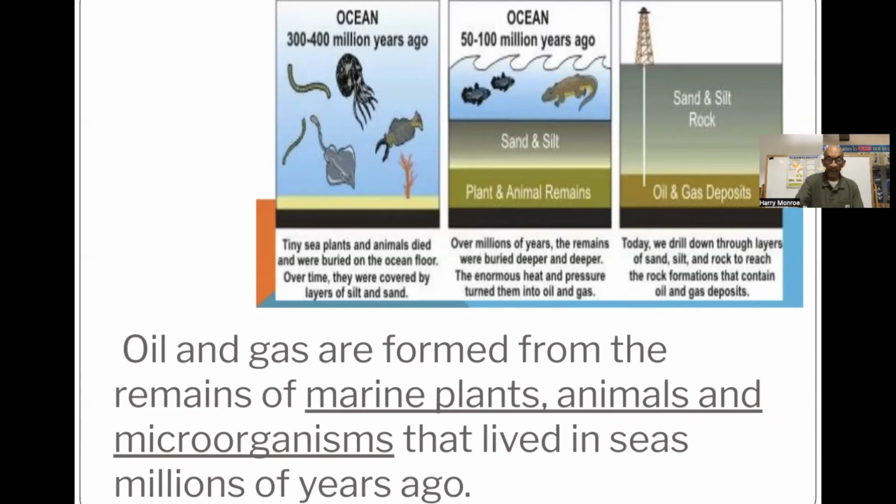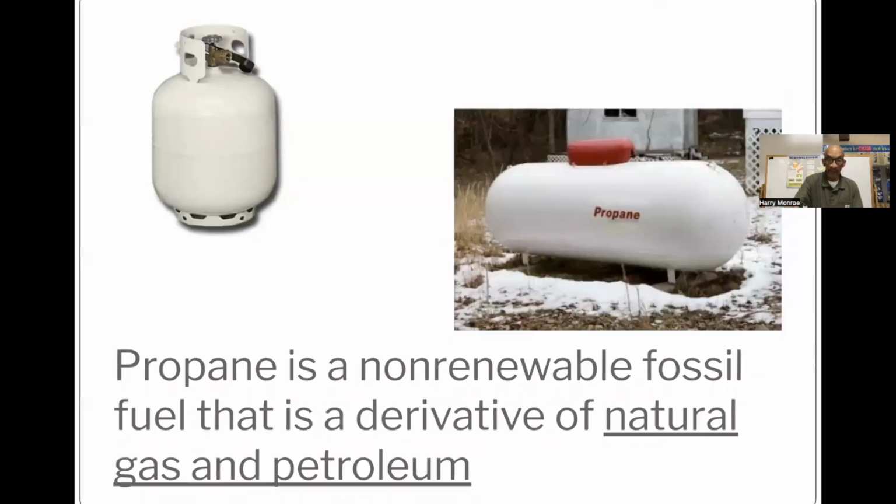And you can see in these images, the diagram, it shows just how they were existing and where they actually were during the time that they were alive. And then it took millions of years for them to be broken down and to form these types of fossil fuels. Propane is a non-renewable fossil fuel also. That is a derivative of natural gas and petroleum.